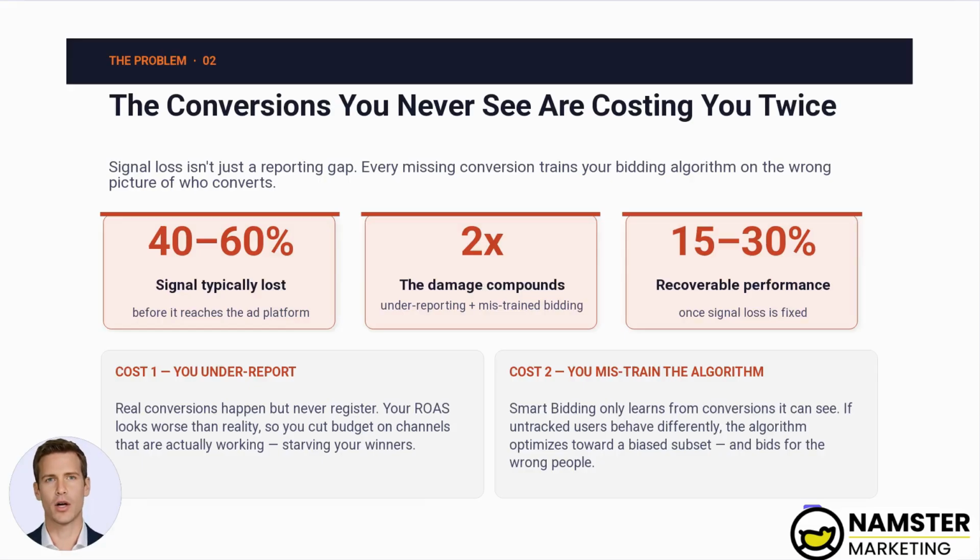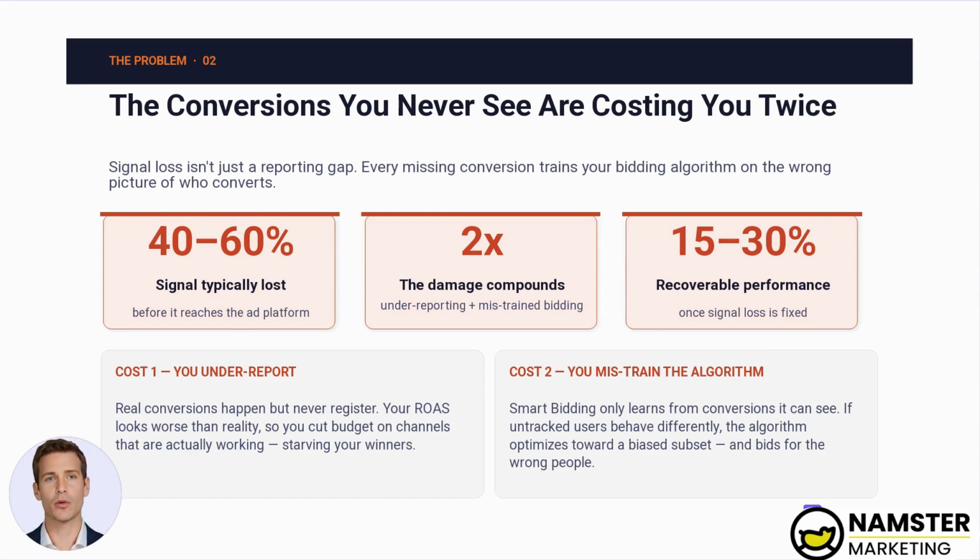When we discuss signal loss, we must understand that these invisible conversions are costing your business twice. It is not merely a gap in your weekly reports. It is a fundamental distortion of your marketing reality that compounds damage over time. First, consider cost 1, underreporting. When real conversions happen but never register in your dashboard, your return on ad spend looks significantly worse than reality. This often leads to the strategic error of cutting budgets on channels that are actually driving growth, effectively starving your winners. Second, and perhaps more dangerously, is cost 2, mistraining the algorithm.